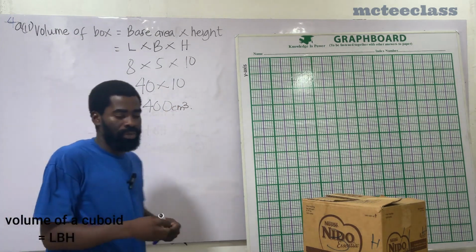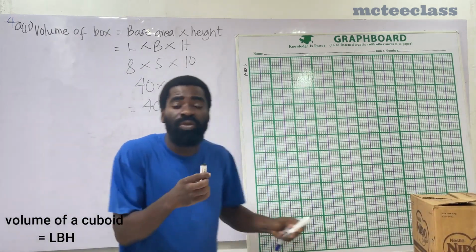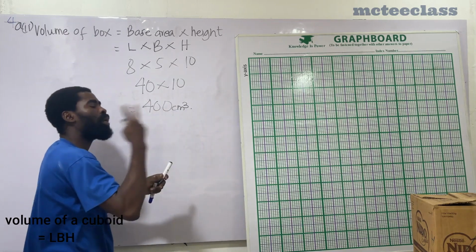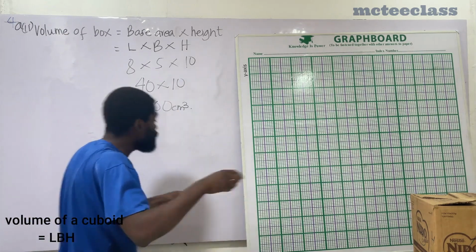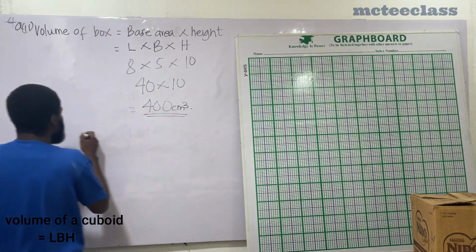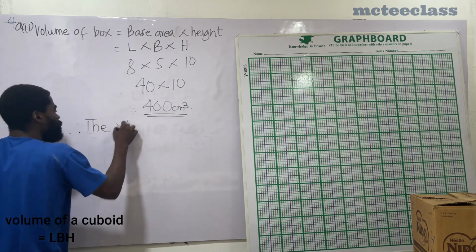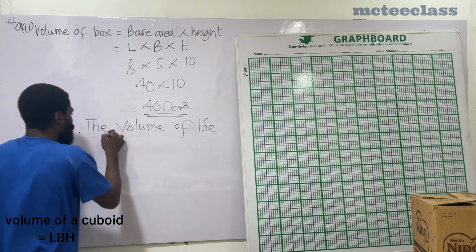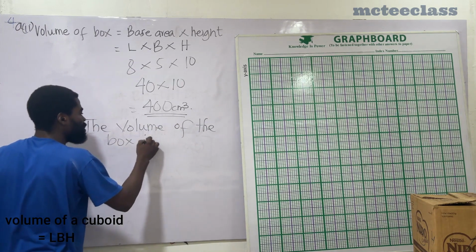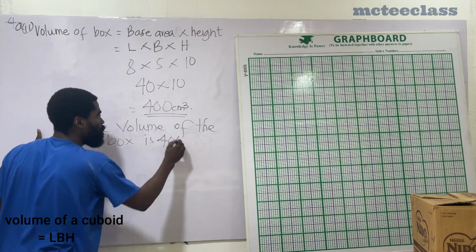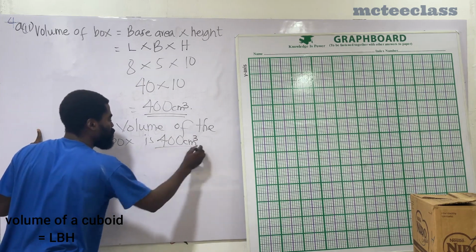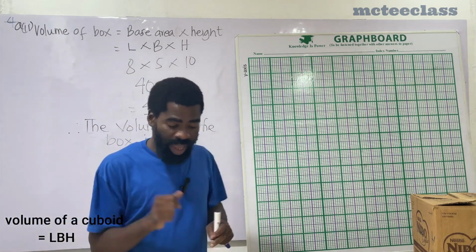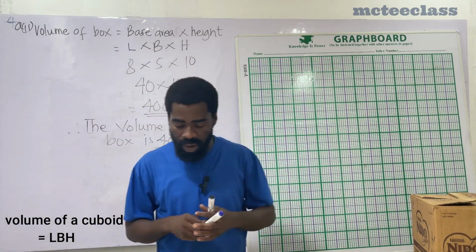Since we multiply 3 dimensions in order to get the volume, we have cube. In the area, we have square because we multiply only what? Only 2 dimensions. Good. So this is what we have. Therefore, the volume of the box is 400 cm cube. Very, very important. So this is how we do question 4AII. Go straight away into question 4BI.